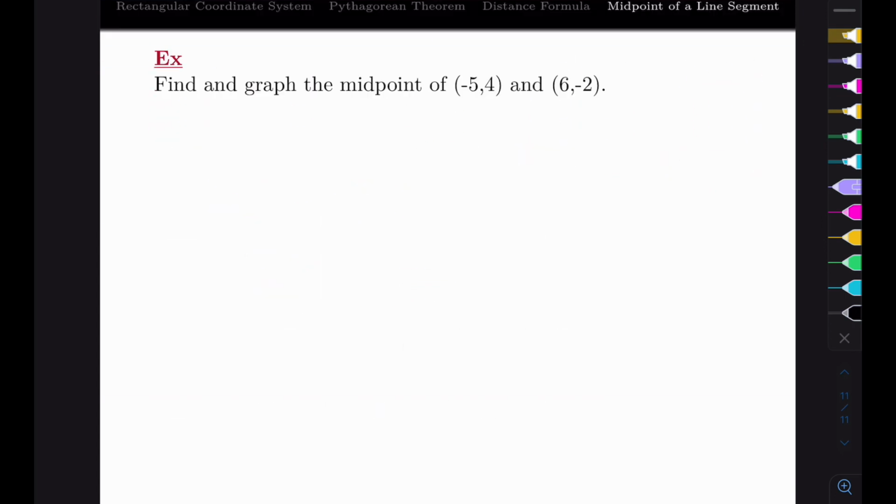So let's try a single example. We're going to find the midpoint, and then we're also going to graph it so you can kind of see that, yes, this is working out how I want it to. So we're just going to jump into finding it. We're going to have a coordinate pair, so I need to make sure I write it as a pair. I want to add the x values together. So that's -5 plus 6, and then we'll divide it by 2. So that's the average of these numbers. And then I'm going to do the same thing with the y values. We add them together, so it's 4 plus -2, and then we divide by 2.